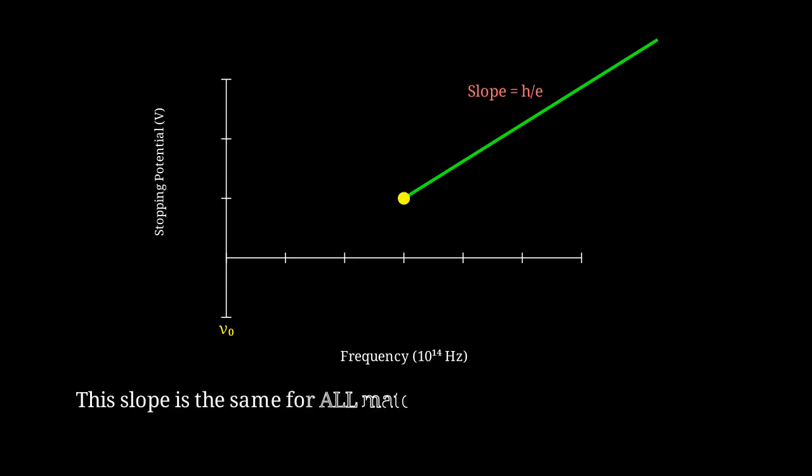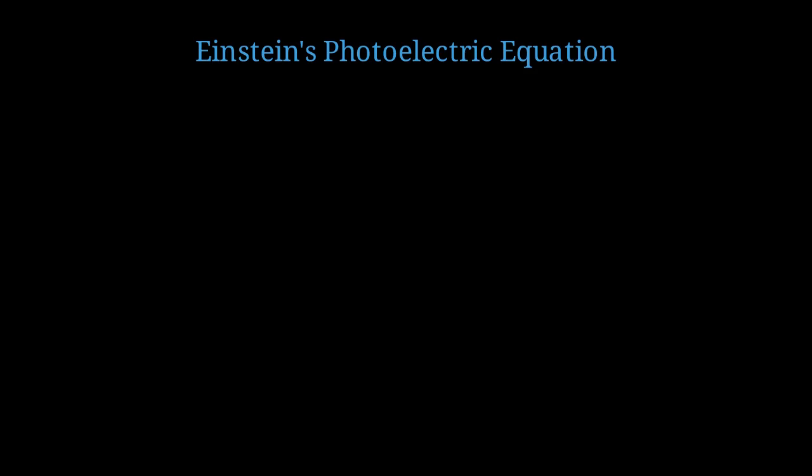Here's the crucial point. The slope of this line is the same for all materials. Only the x-intercept, the threshold frequency, changes with material. Einstein proposed a radical equation that explains everything. Each photon has energy h nu. Energy of photon equals h nu, where h is Planck's constant.